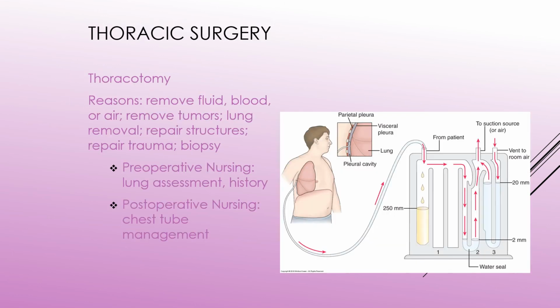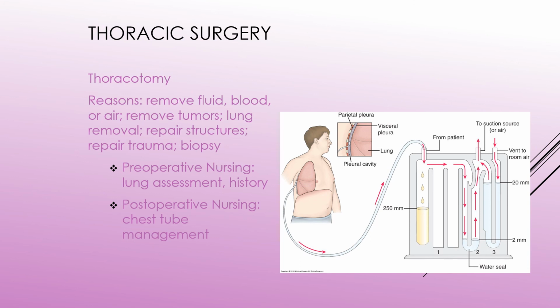All right, we're going to talk a little bit about some different surgeries. A thoracotomy is any surgical opening of the chest wall. Reasons we would need this would be removal of fluid, blood, air, tumors. We need a lung removal, repairs, repair of any kind of trauma, and also a biopsy. Preoperatively, we're going to get that lung assessment, get their history, look at anything we need to know prior to going into surgery.